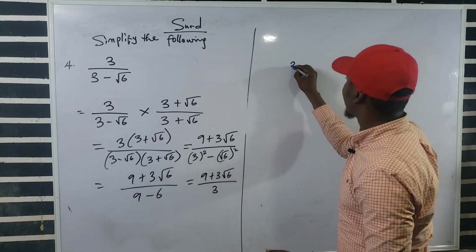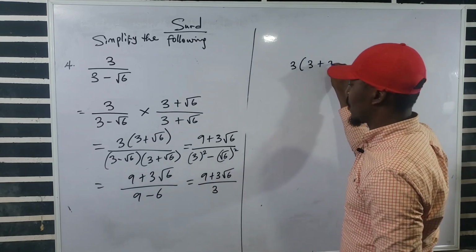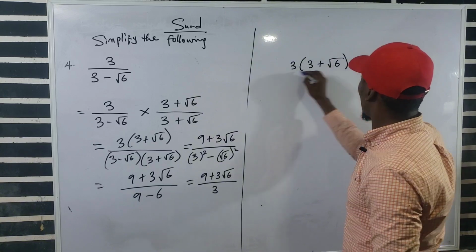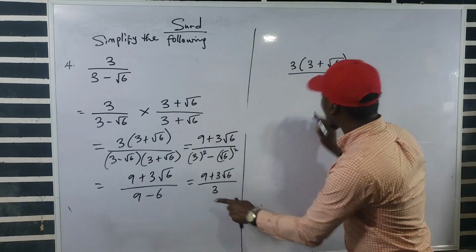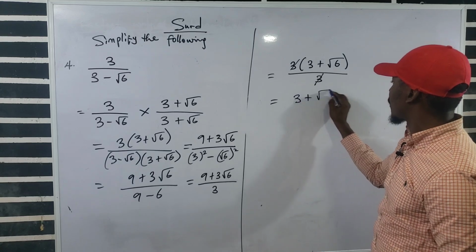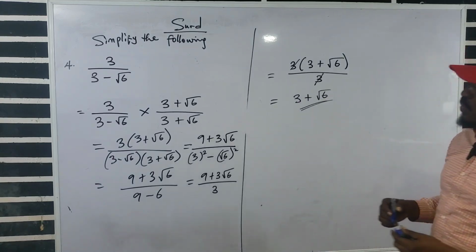Factorizing this back, we have 3 into 3 plus root 6, all over 3. So this 3 will cancel out this 3. That will give us 3 plus root 6. So that's what we have.